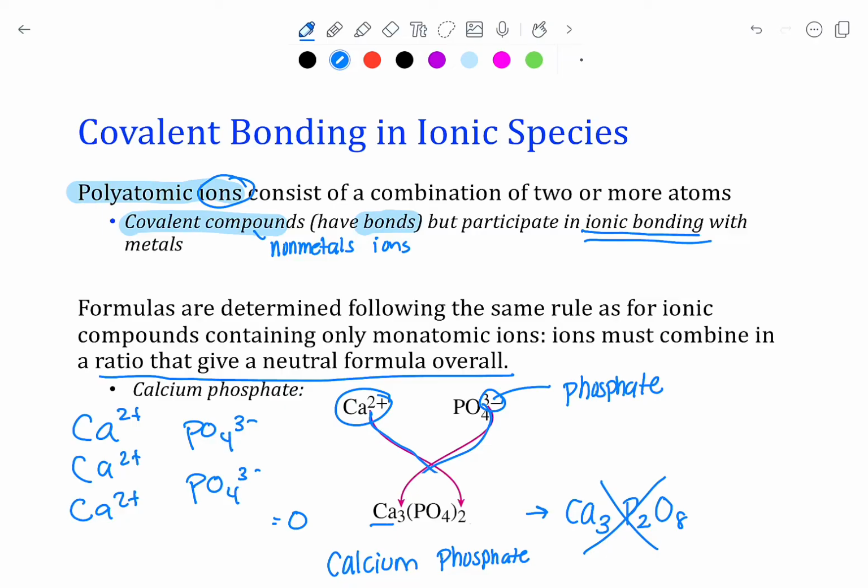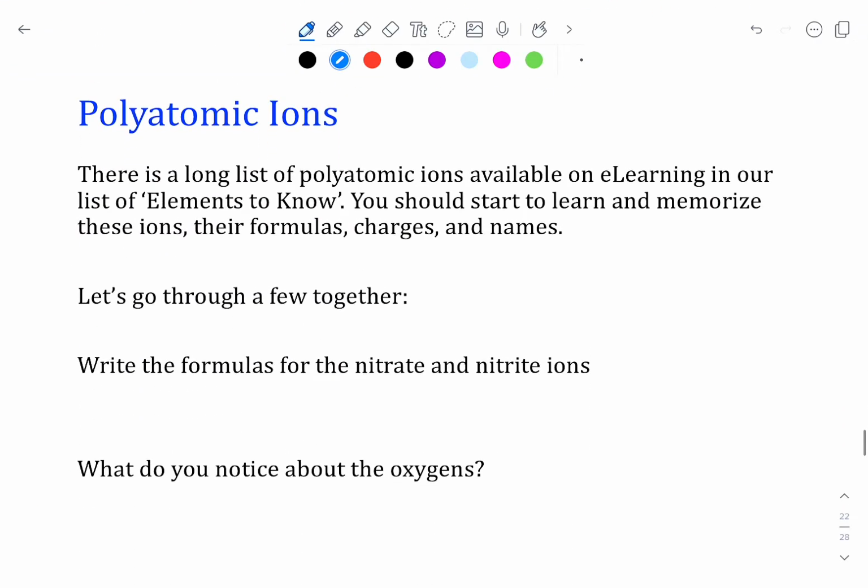And again, just like ionic compounds, if we know the name, we can then know the charges because our polyatomic ions have specific charges. So there is a long list of polyatomic ions available on eLearning in our list of elements to know from this chapter. We've already looked at it in our previous lessons to learn about our ions and the elements that are handy to know right offhand, so their symbols and their names. There's also a list of polyatomic ions in there as well. Those you should also start to learn, create some flashcards so you can start memorizing them. You need to know their name, their formula, and their charge. Okay, those are all very important.